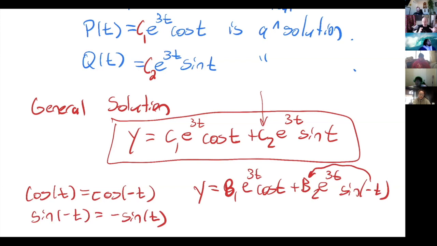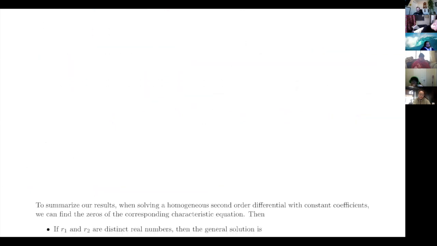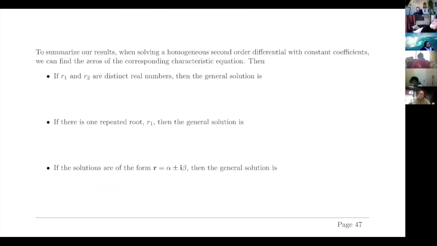So what I'm saying is the most general solution is going to look like some arbitrary constant e to the 3t cosine of t plus some other arbitrary constant e to the 3t sine of t. Okay. Okay, so let's kind of summarize all of these results down here and then take a look at an example.